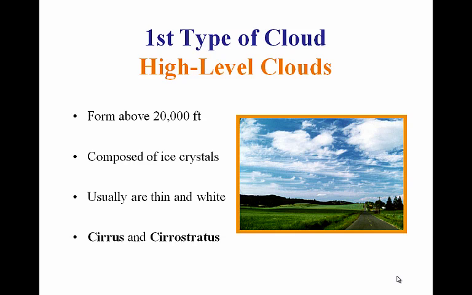The first type of cloud we're going to discuss is high-level clouds. These kinds of clouds form above 20,000 feet, which is pretty high up in the atmosphere. They are also composed of ice crystals. Since they are so high, and temperature decreases with height, the temperatures are extremely cold at roughly 20,000 feet above the ground. They are usually thin and white, and the high-level clouds are called cirrus and cirrostratus clouds.